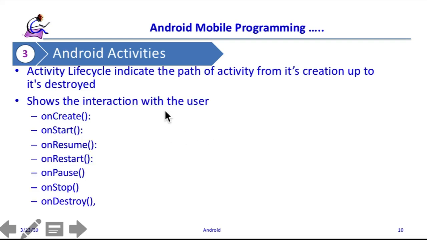The major ones are created by default, or in case needed, you can also create them, and they are the listed ones. OnCreate is created by default. OnStart, you can add. OnResume, OnRestart, OnPause, OnStop, and OnDestroy are the major Android activity callbacks which are used.